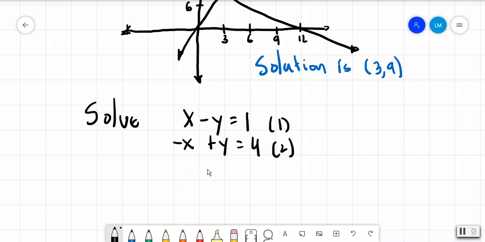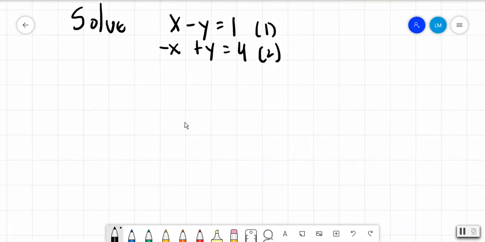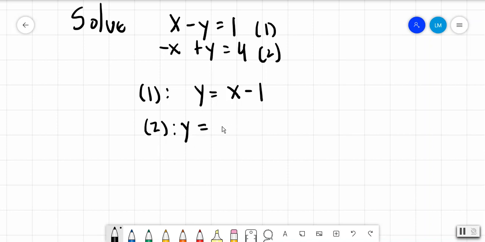Now if I'm going to go ahead and draw these in the x and y plane, I just need to get their mx plus b form. So notice that equation 1, that's really y equals x minus 1. But then if you look at the second equation, that's going to be y equals x plus 4.